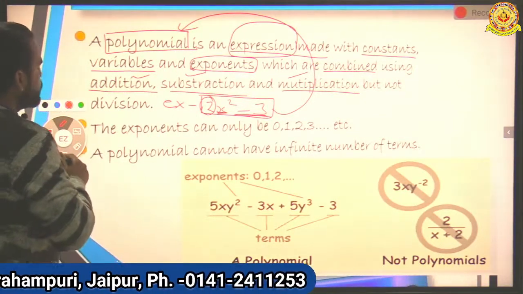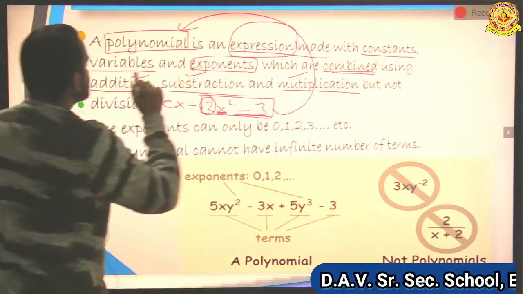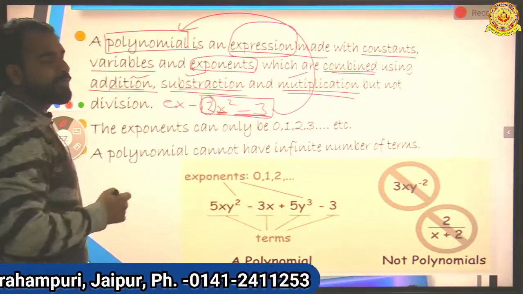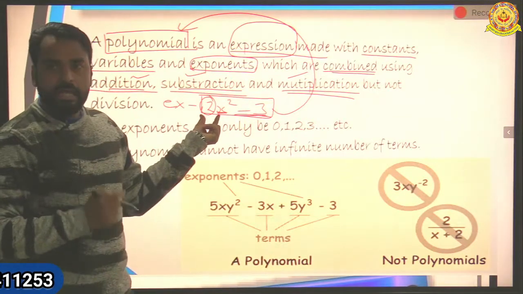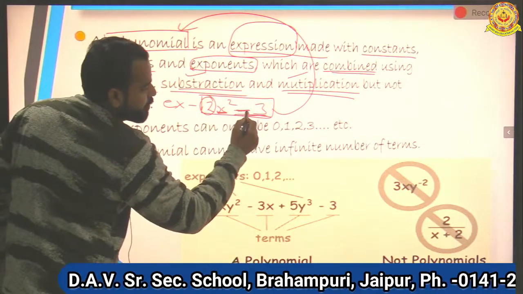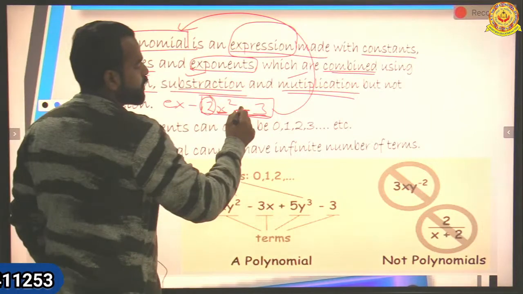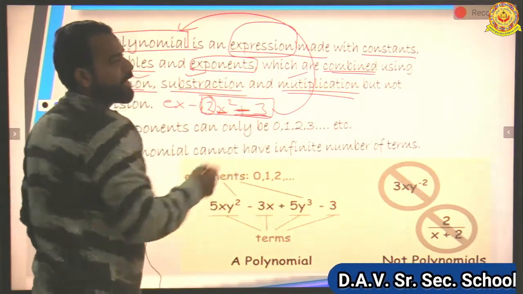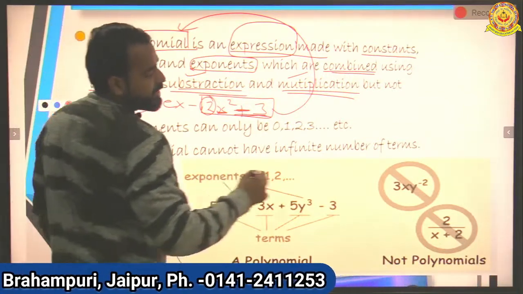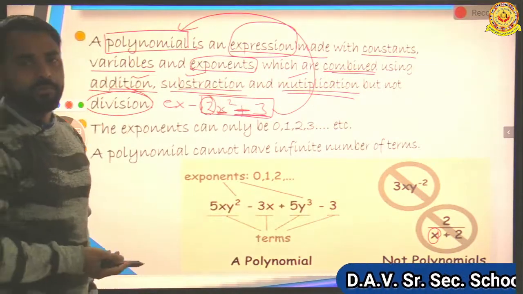Alright, now it is combined by using addition, subtraction and multiplication. As we can see here, 2x square is one term and minus 3 is the second term. In between there is a minus sign, so the two terms can be combined with a minus sign as well as a plus sign, and multiplied as well, but not division. If anything comes in the denominator, that means division, that is not a polynomial.